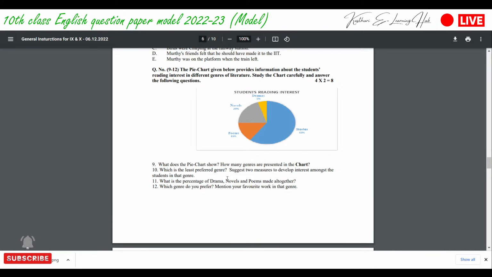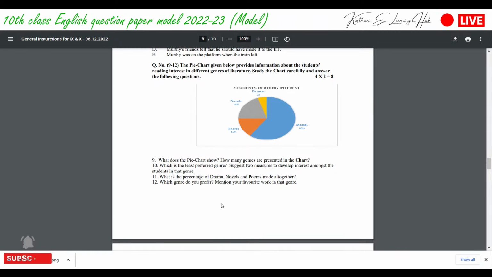What is the percentage of drama, novels and poems made all together? So you have to add all the 3 and write over there. The answer can go this way: the percentage of drama, novels and poems made all together is, how much is the percentage? Add and write. You have to write the answer in a complete sentence. Here it is for 2 marks, so don't just write the answer carelessly. Try to answer the question in a complete sentence.